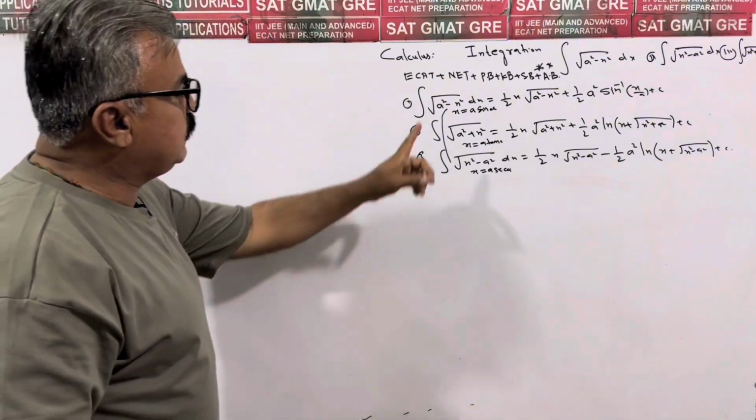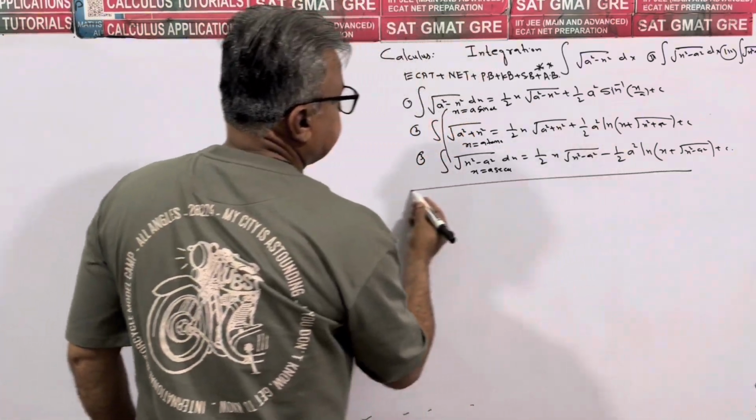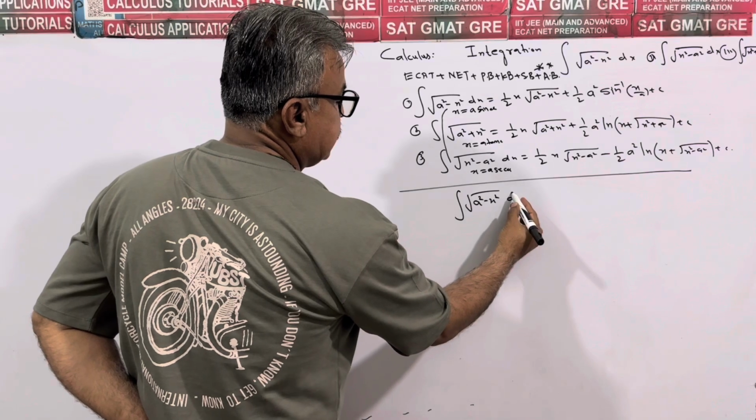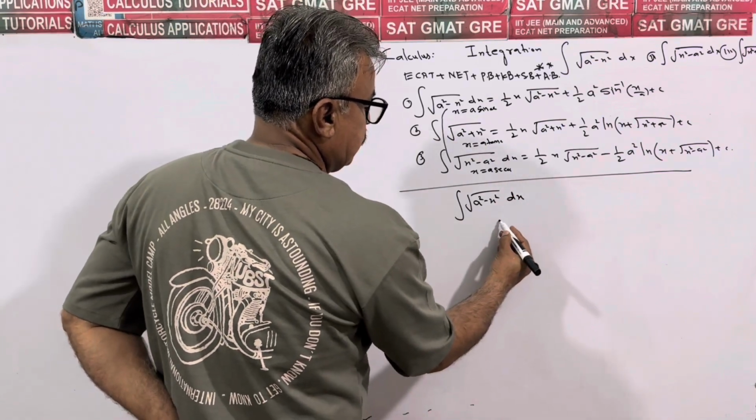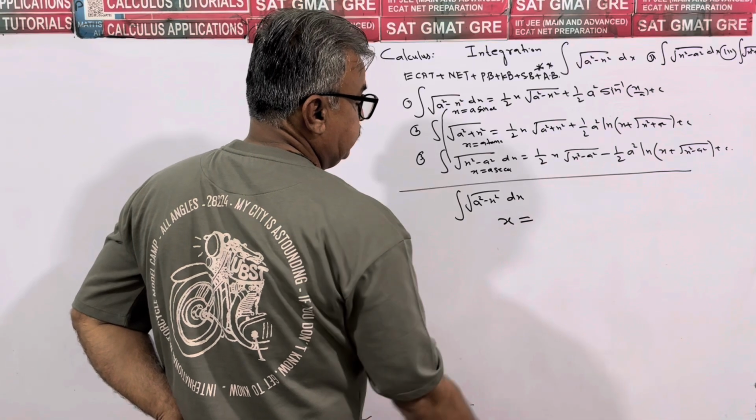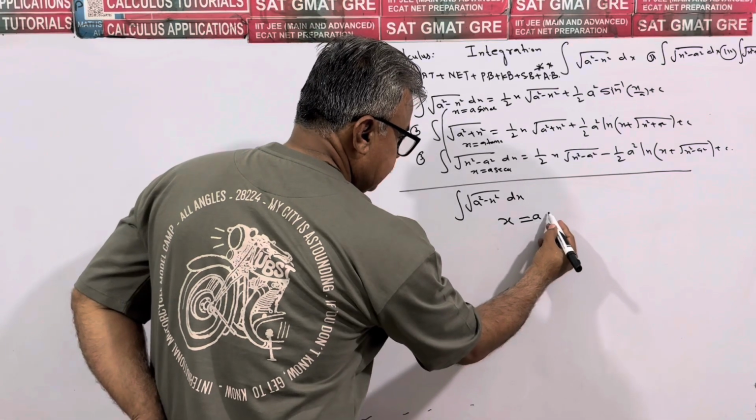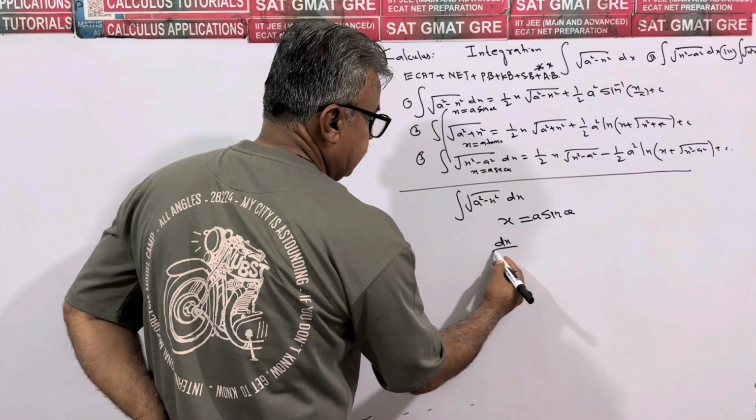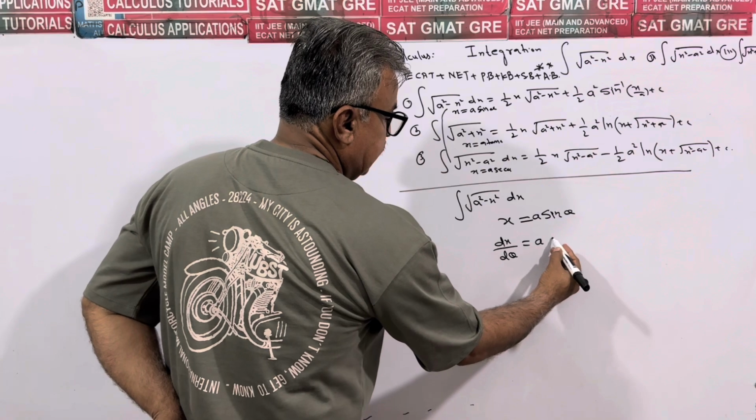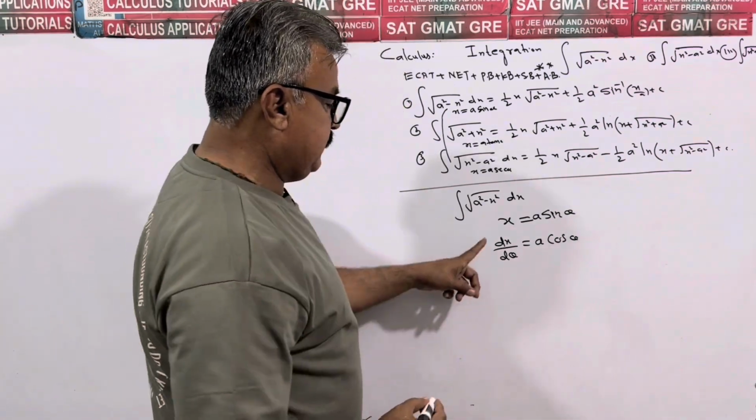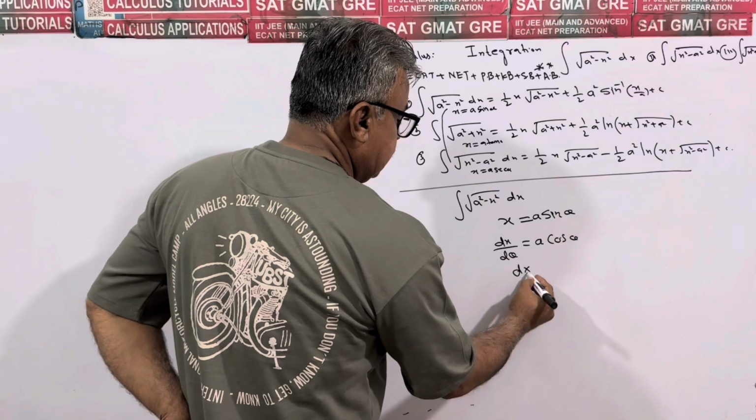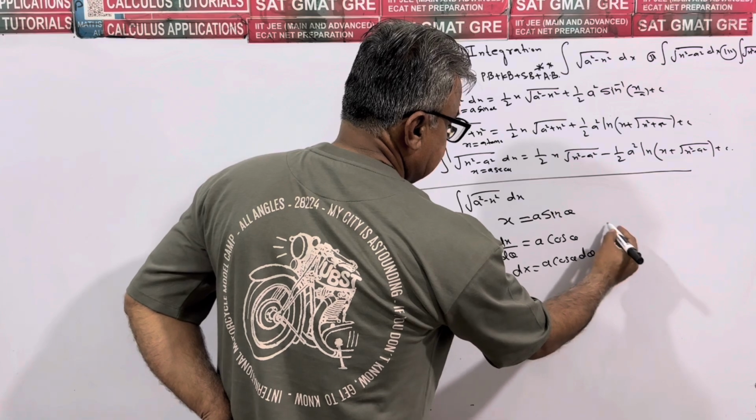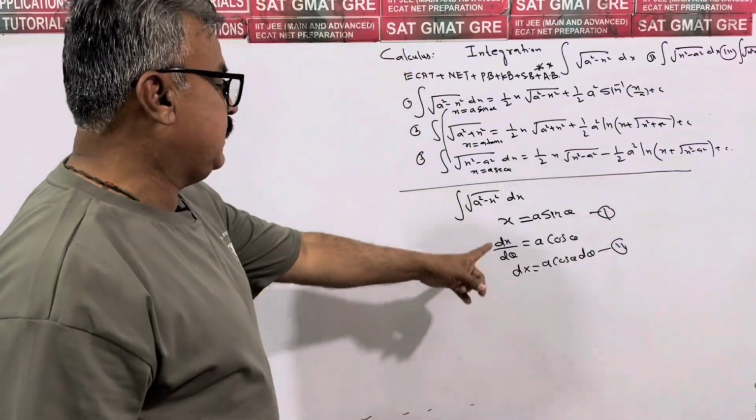Okay, cool. Let's prove identity number one. It's the integral of root a square minus x square dx. In that case, we suppose x is equal to a sine theta. Differentiate with respect to theta: dx over d theta is a cos theta. So dx is equal to a times cos theta times d theta. That's our 2, that's our 1. Utilize both these values in the original integral.